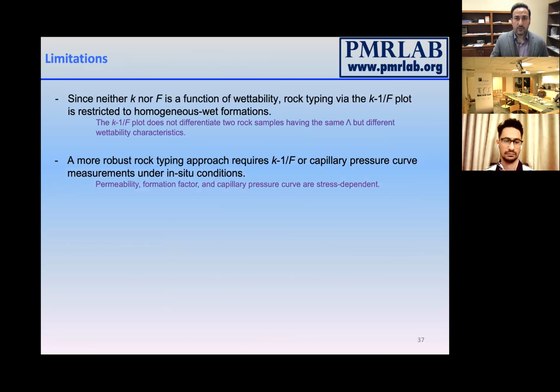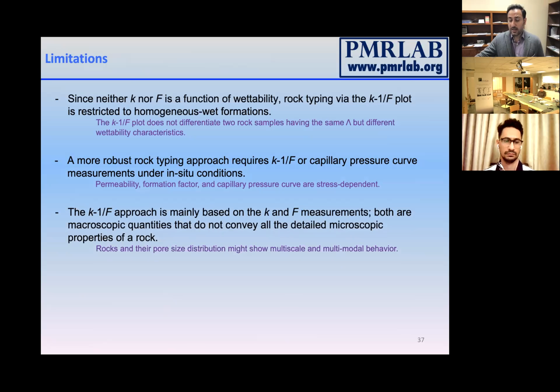The other limitation is that we know most petrophysical data would be stress dependent. If we want to get better and more representative rock types, we need to get permeability and formation factor measured under in situ conditions.